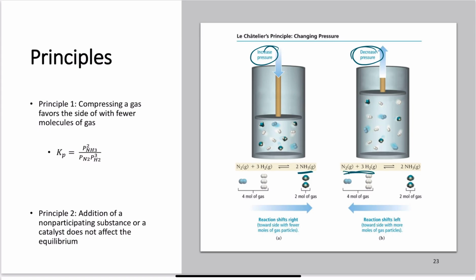The reaction will shift to the left because now I have more space for them to be in. It's going to favor the side that's going to form more gas molecules. The second principle, though, is that addition of a non-participating substance or catalyst does not affect the equilibrium.